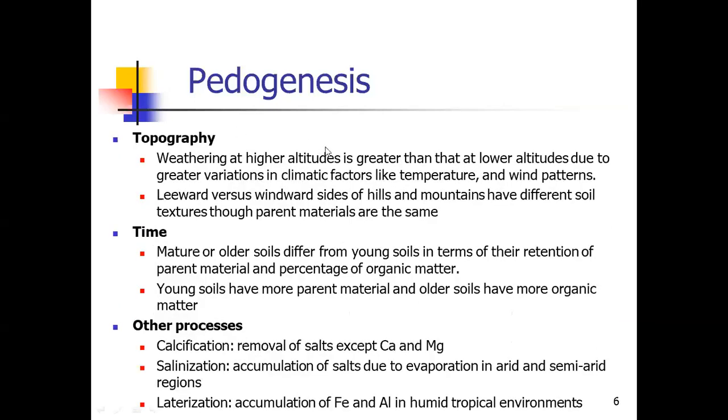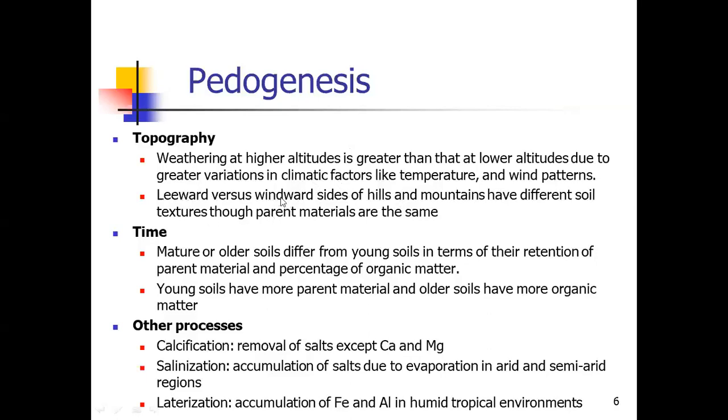Topography is another very important factor. So weathering at higher altitudes is generally much greater than weathering at lower altitudes, simply because you have high velocity winds at higher altitude and low velocity winds at lower altitude. So that's one simple factor. Variations in temperature, variations in precipitation, all of that, if they are related to elevation, that will also modify the nature of the soils.